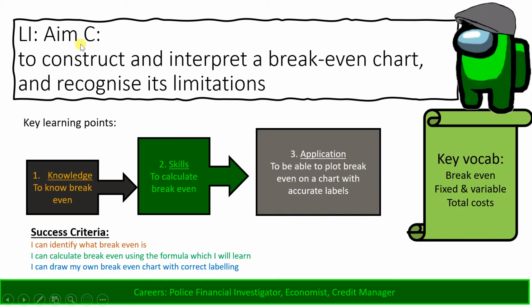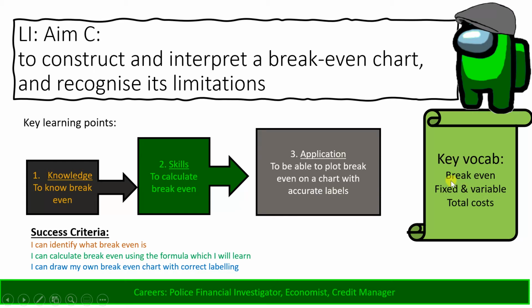Learning intention for AMC is to construct and interpret a break-even chart and recognise its limitations. So for this part, we're looking at constructing and interpreting the break-even chart, and then you're going to go through knowing it, being able to calculate it, and being able to plot it. Those are the stages we go through in order to complete the learning intention.